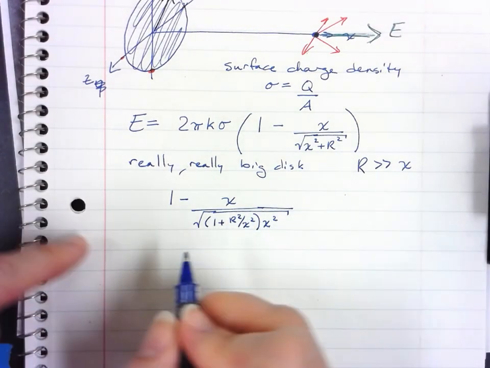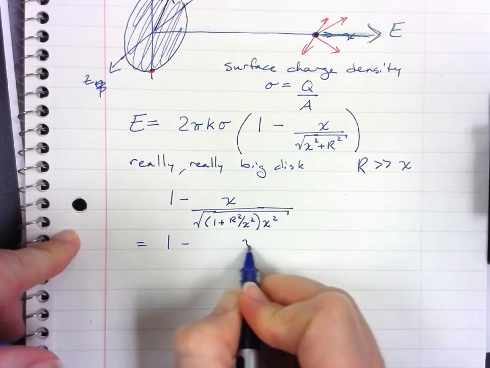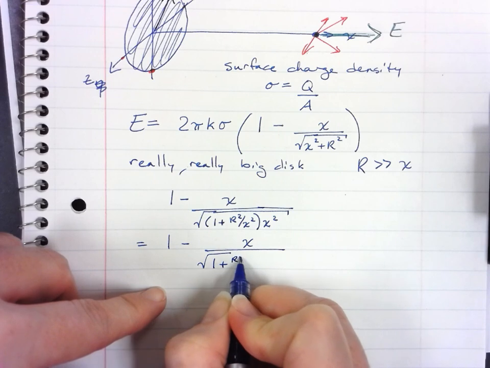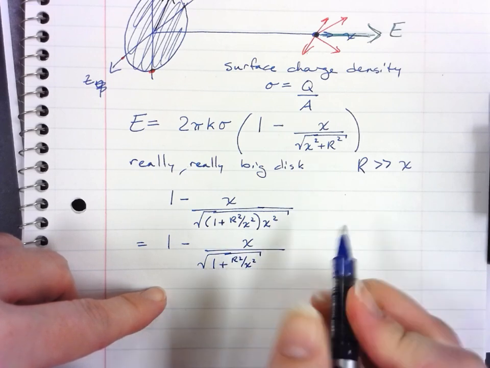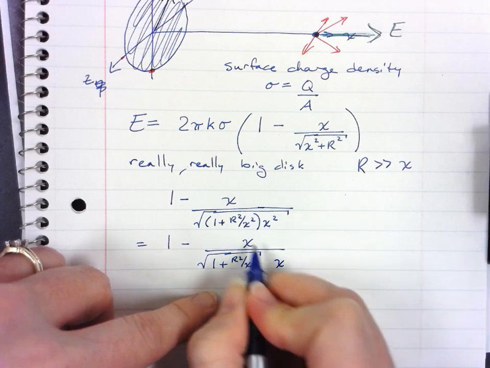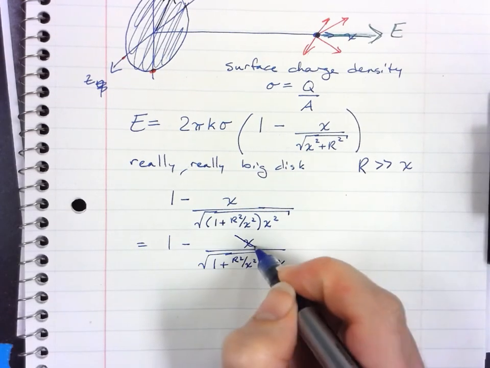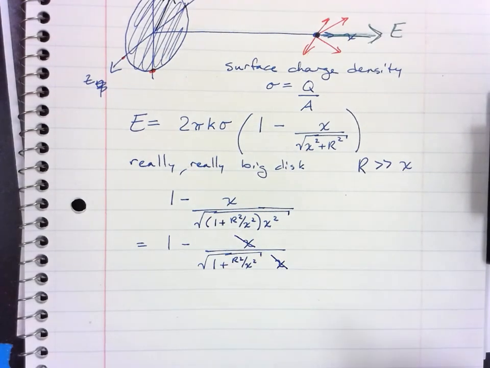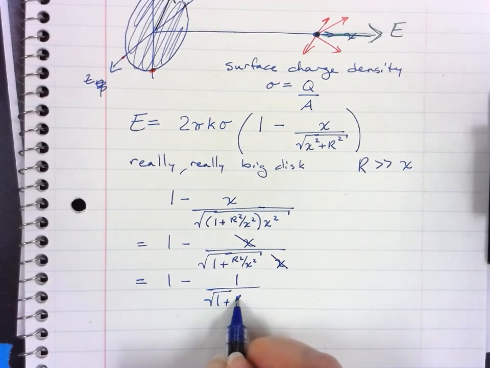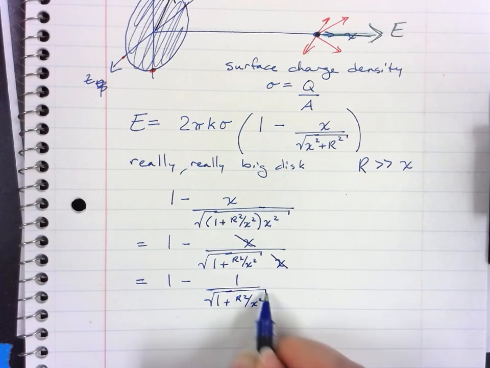So what I can do now, 1 minus x over, I'm stuck with this term that's kind of like the Pythagorean theorem, but I can separate. The square root of x squared is just x. It's outside the square root now. And notice, then the x cancels. So I have 1 minus 1 over the square root of 1 plus r squared over x squared.